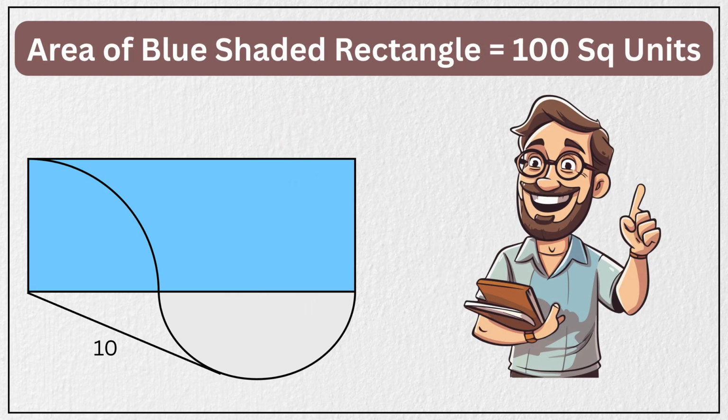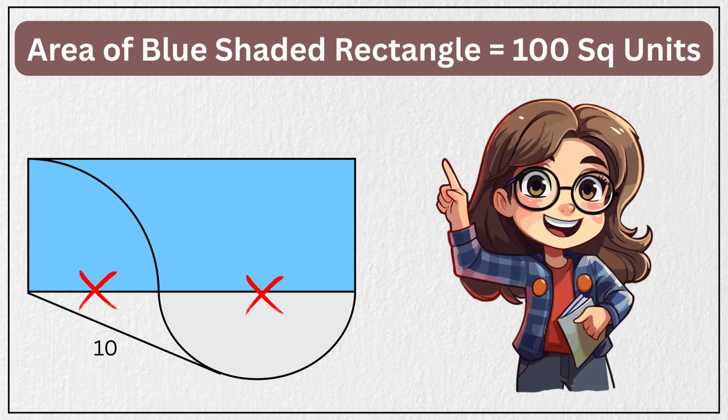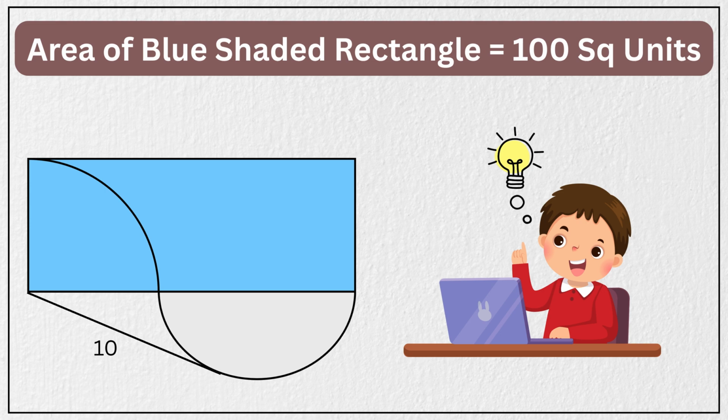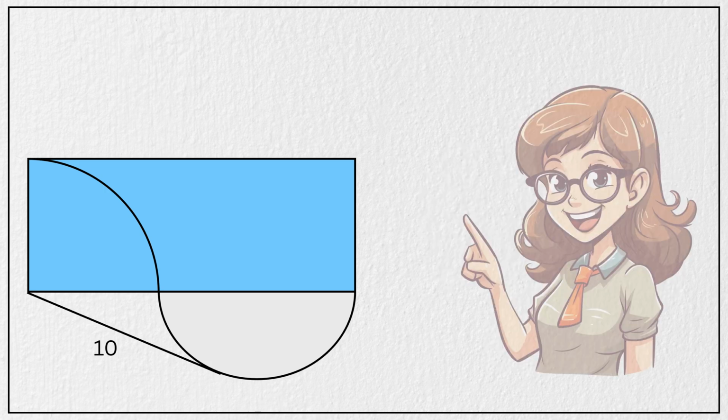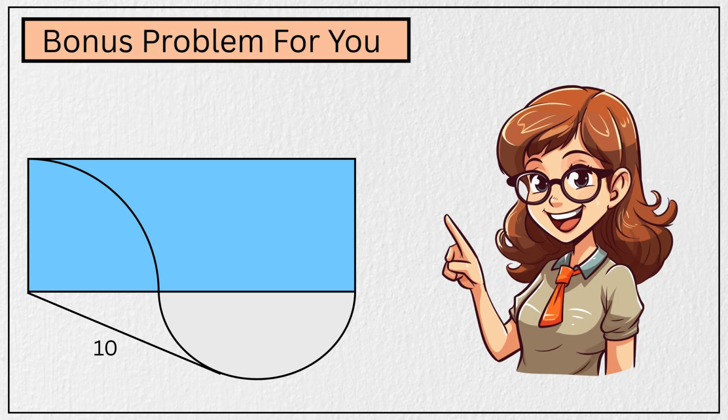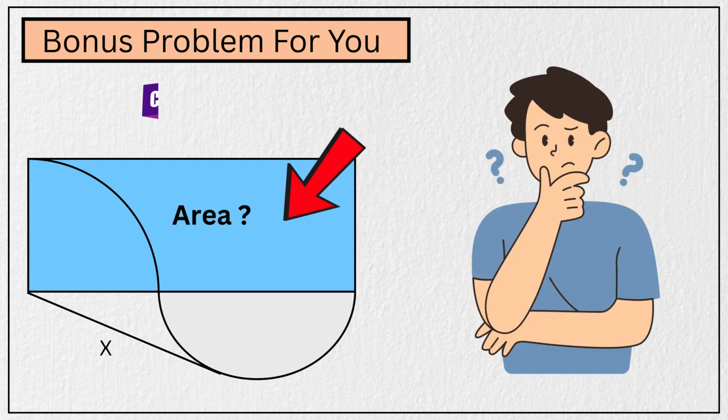Pretty amazing, isn't it? Even though we didn't know the radius of either circle, just a bit of geometry and algebra helped us find the exact area of the rectangle. But wait, before you go, I have one more bonus challenge just for you. Can you find the area of this rectangle in terms of variable x instead of 10? Think it through and drop your answer in the comments below. Let's see who can figure it out.